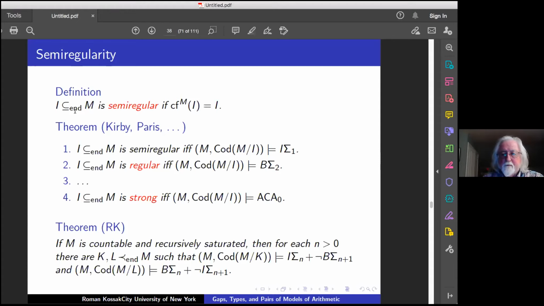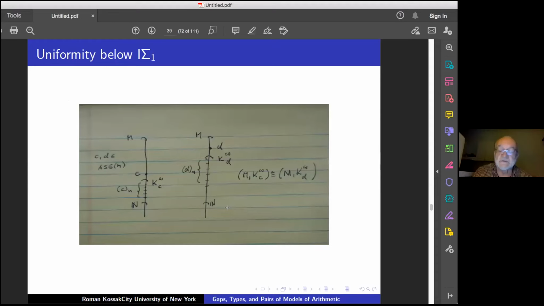and I will show you what can be done. And then if a cut is strong, and I will be talking about elementary cuts, if an elementary cut is strong, there are also other things that can be done that produce this diversity of pairs. But it's absolutely open, or almost open, what happens in between, what kind of model theoretic properties of pairs with those other combinatorial properties. So the first thing is that there is some sort of uniformity below IΣ1. Below IΣ1, that means not semi-regular.